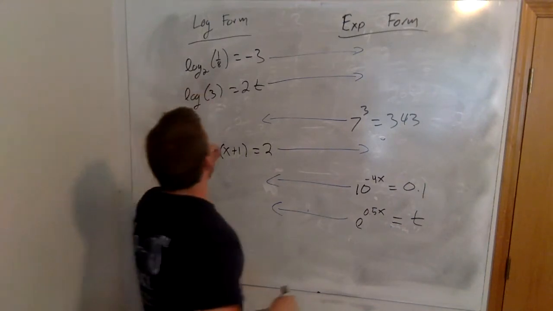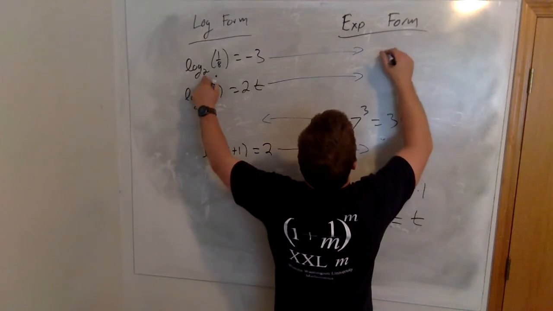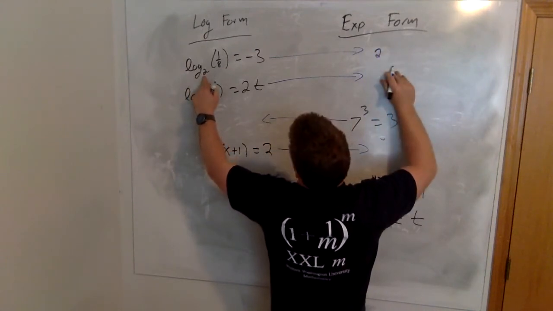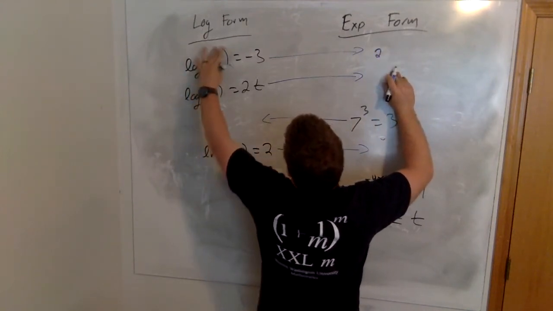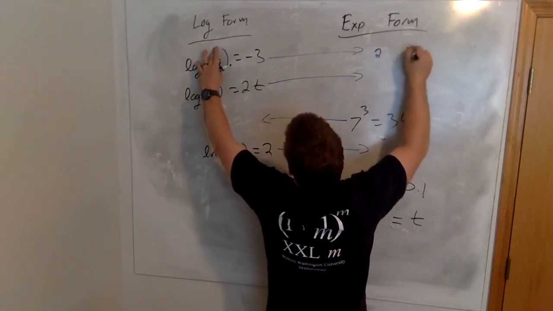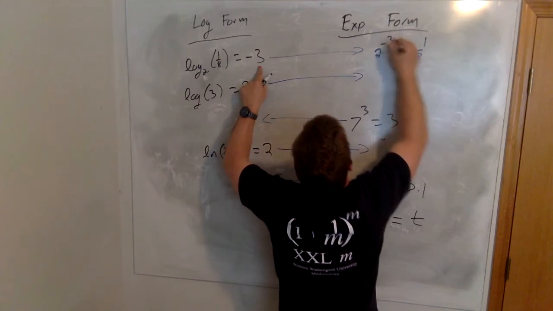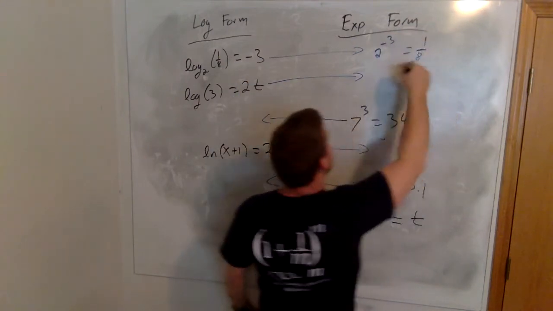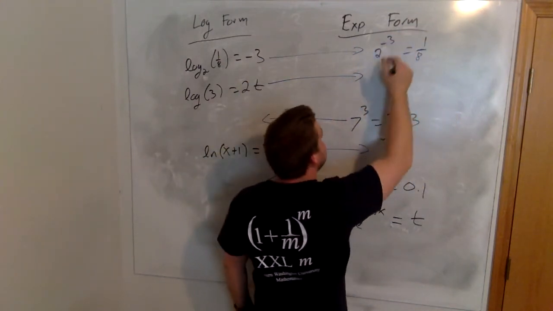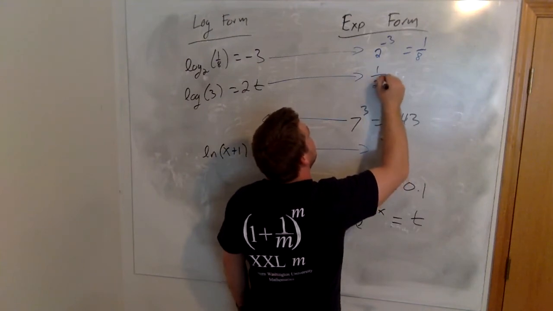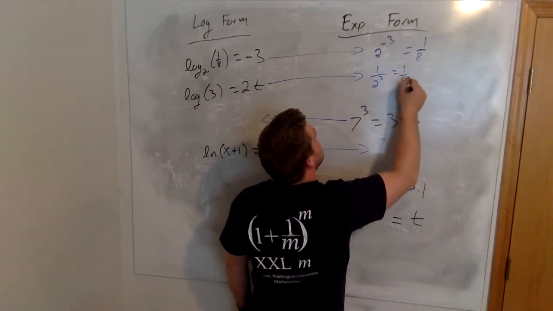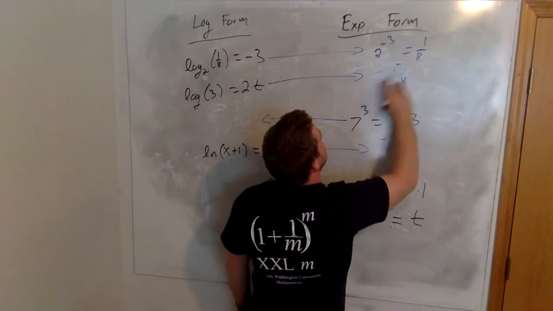Okay, over here, the base of the exponential is the same as the base of the log. This says 2 to what power gives you 1/8? Well, 2 to the -3 gives you 1/8. And this should make sense. What does 2 to the -3 mean? That means 1 over 2 cubed. Well, 2 cubed is 8. So this should make sense.